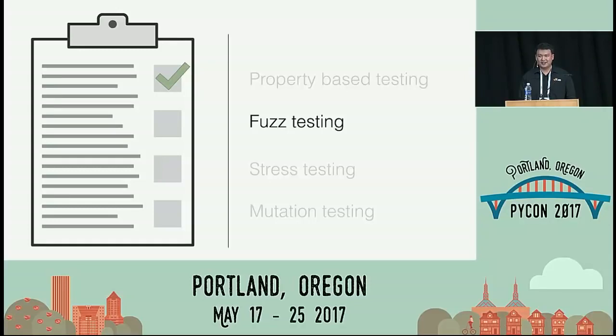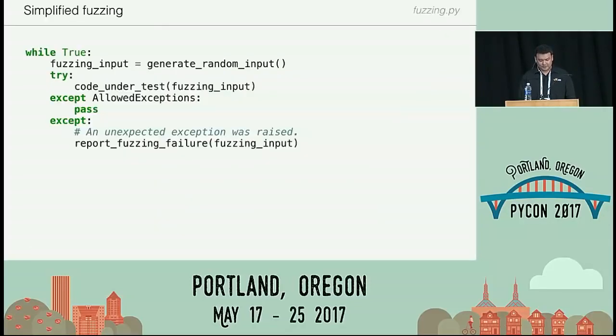So fuzz testing is kind of similar to property-based testing, except it usually just gives you a byte stream. So you have some random input data here, and it has this loop, and you call your code under test, whatever that might be. And if you find any kind of unexpected exception, so normally in the fuzzing world it's a seg fault or something, but in Python we're looking at uncaught exceptions that we weren't expecting, then you have a fuzzing failure.